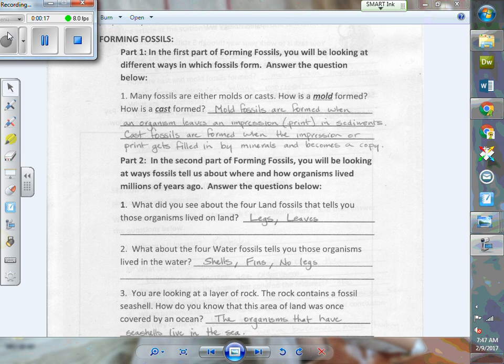How is a mold formed? Well, mold fossils are formed when an organism leaves an impression, kind of like a print in sediments. And sediments, once again, means like soil.